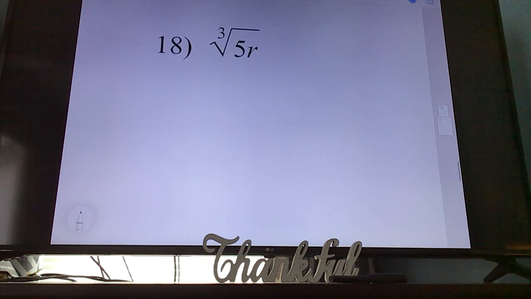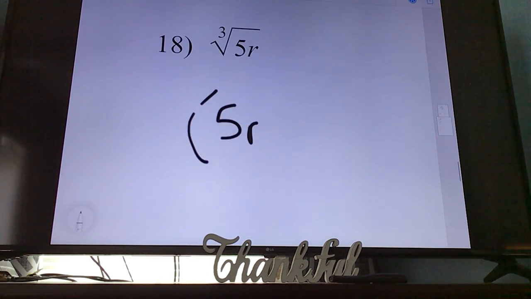Let's look at 18. So we're going to draw our parentheses, 5r. What's on the inside? Okay, if there's nothing there, it's implied that it's a 1. So it's going to be 1 over 3.